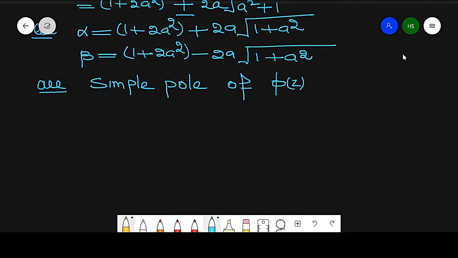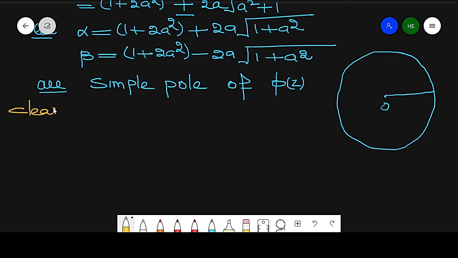Now my aim is to check which pole is inside the circle. This is a circle with origin and radius 1. So my aim is to check, from alpha and beta, which number lies inside the circle. Now clearly a is greater than 0, that is given by the question. It is a very important concept. Clearly a is greater than 0.